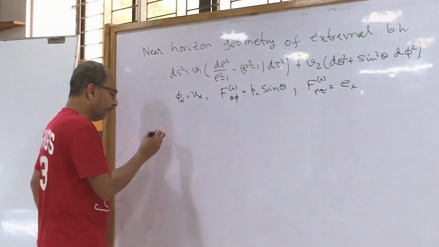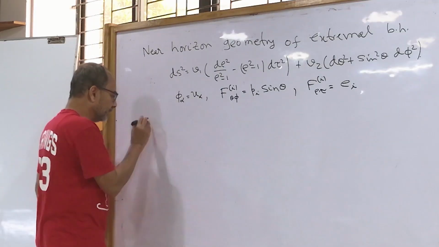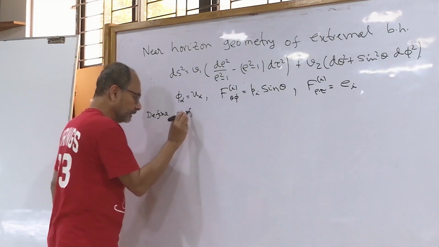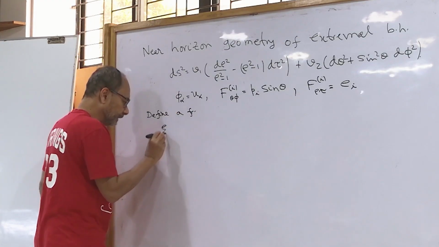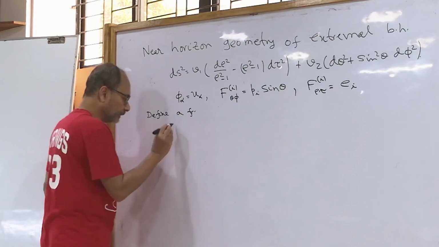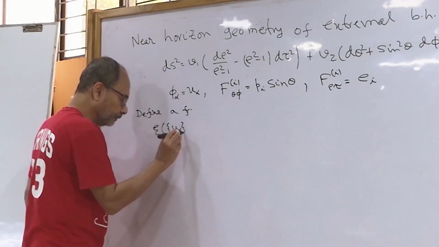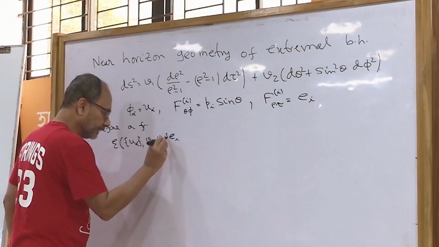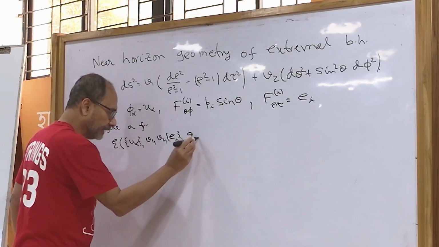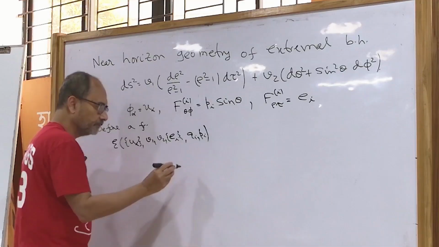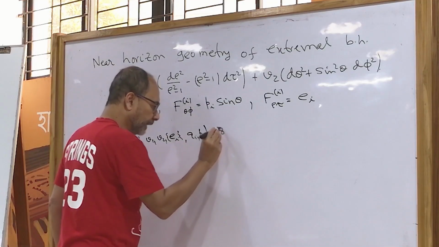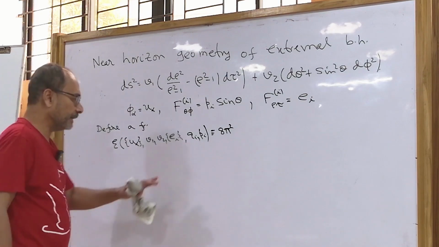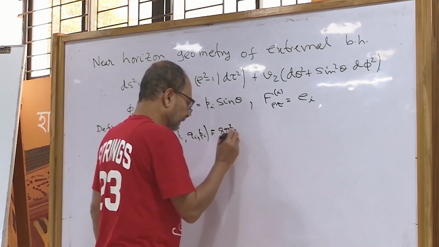we define a function. I'll just change the notation a little bit. Now define a function E, which is a function of u alpha, v1, v2, e_i, q_i and p_i. This is defined as 8 pi squared. Okay, this factor will become clear later, hopefully. Right now, it's just the overall normalization.